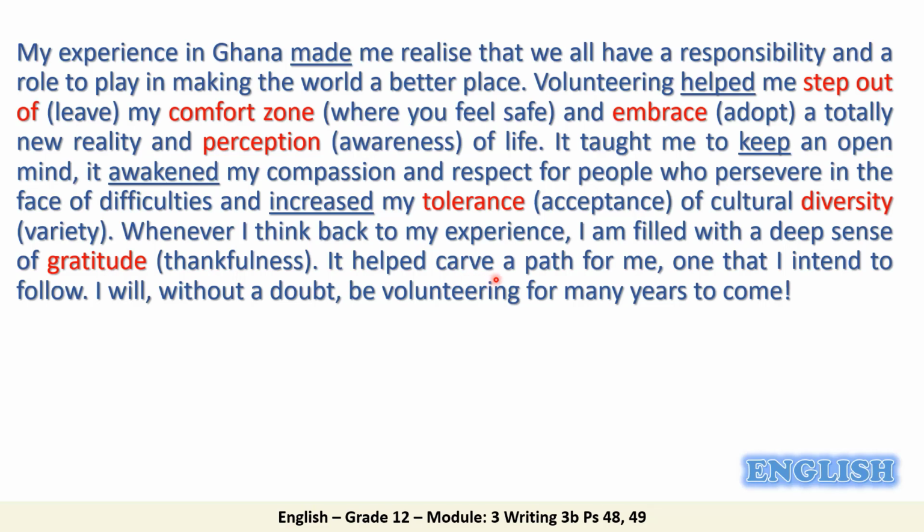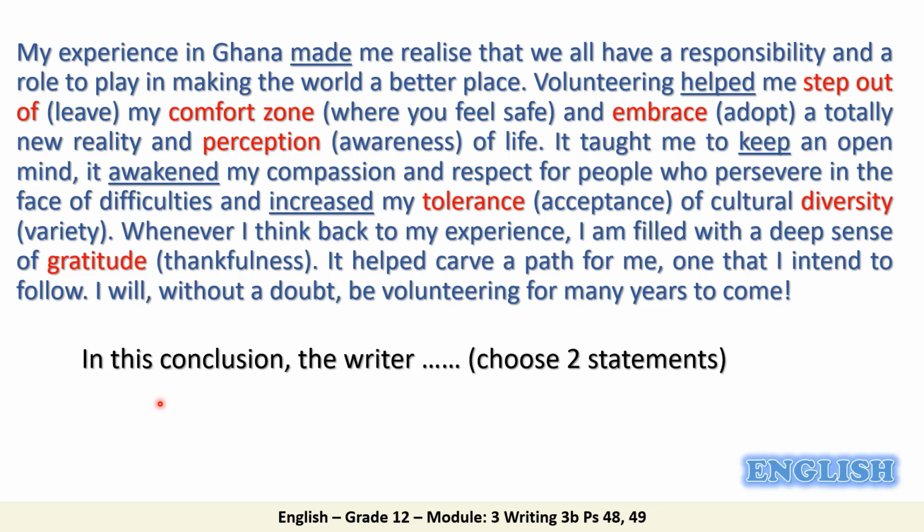It helped me carve a path for me. To carve a path, it means to choose a way to achieve one's goal. This is a metaphoric expression, one that I intend to follow. One means or refers to the word path, so this is anaphoric reference, okay? One path that I intend to follow. I will, without a doubt, be volunteering for many years to come.